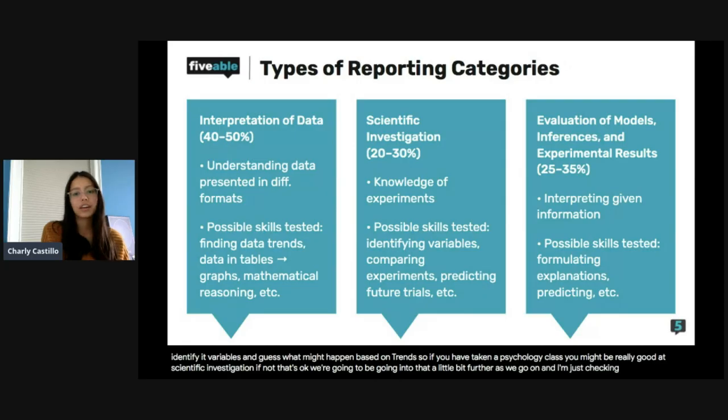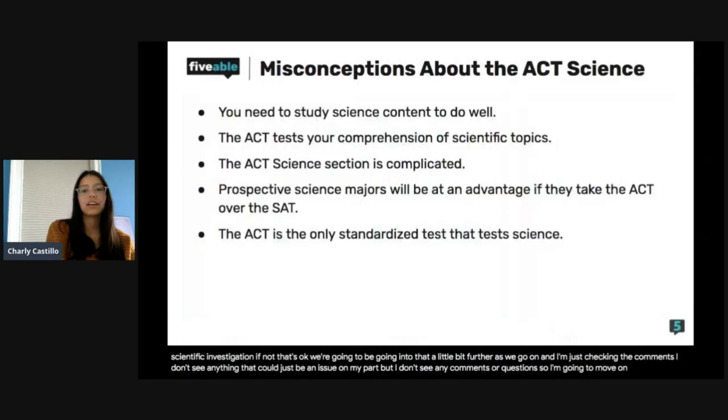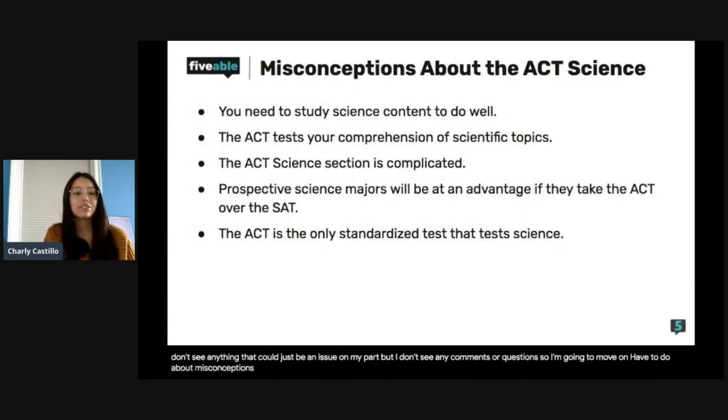And I'm just checking the comments. I don't see anything that could just be an issue on my part, but I don't see any comments or questions. So I'm going to move on to the next slide, which is going to have to do about misconceptions.